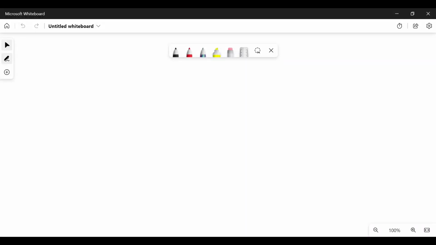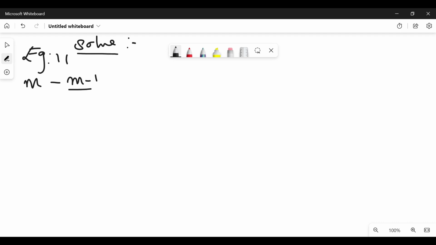Hi all. So I would like to take the next example in solving the equation: (m minus 1)/2 is equal to 1 minus (m minus 2)/3.